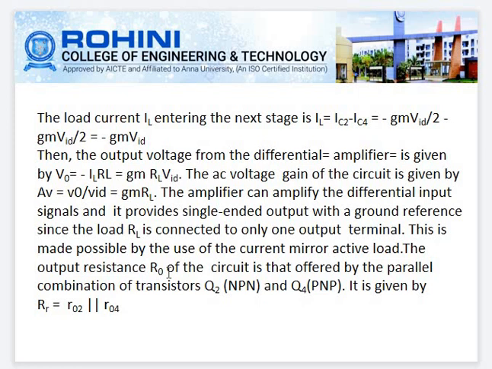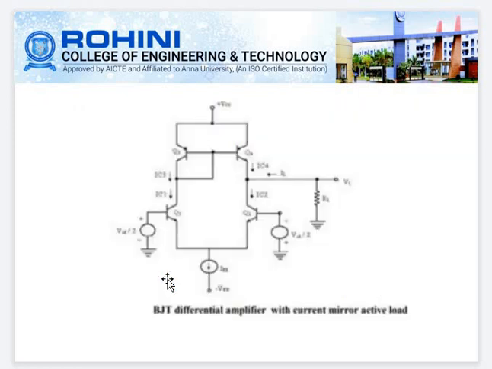Since the load RL is connected to only one output terminal, this is made possible by the use of current mirror active load. The output resistance R0 of the circuit is that offered by the parallel combination of transistors Q2 and Q4. Q2 is an NPN transistor, Q4 is a PNP transistor, and R0 is equal to RO2 and RO4 in parallel. So the BJT amplifier with current mirror as active load is shown in this figure.